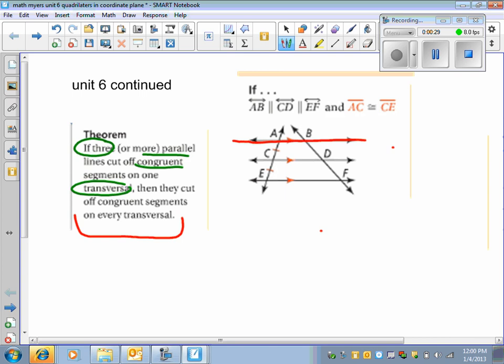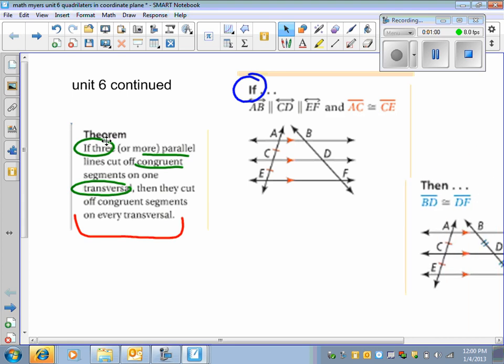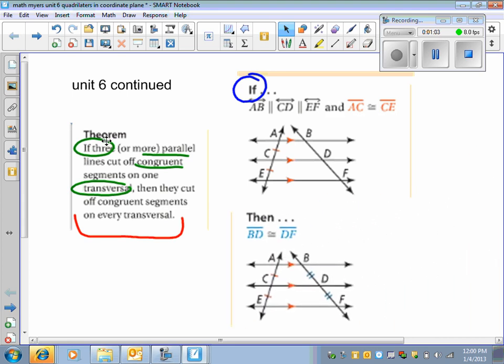We have parallel lines. Okay, and we definitely in green see a transversal with congruent segments. So that means every time we draw a line, there are congruent segments on that transversal. So BD is 6, which means DF is also 6. Okay. So the second part of that theorem says, because we have an if, we need a then. And here it goes. And just like we said, BD is congruent to DF.